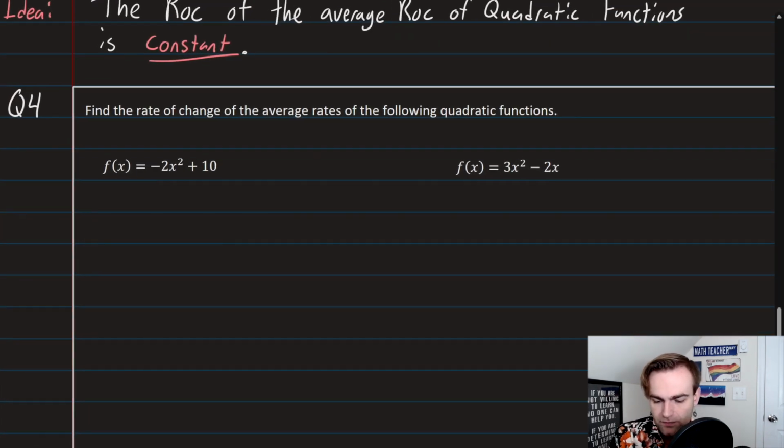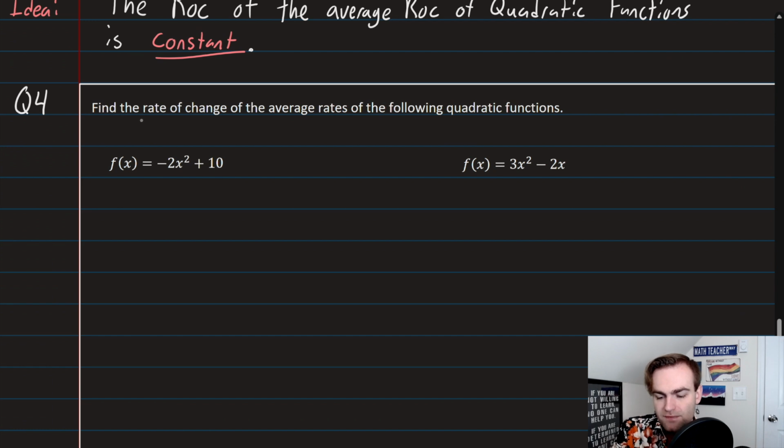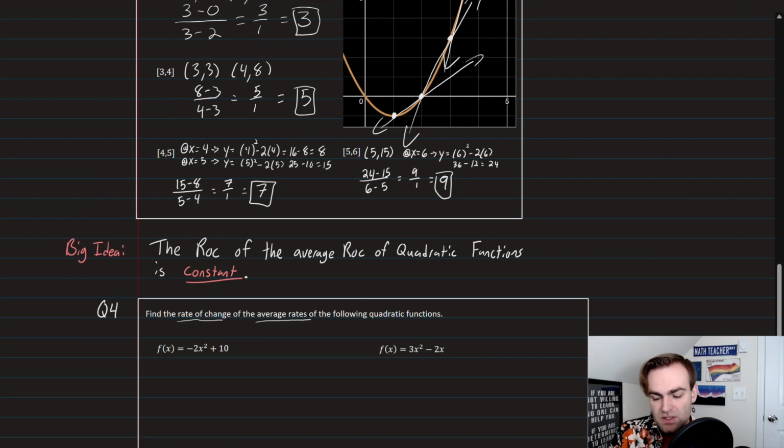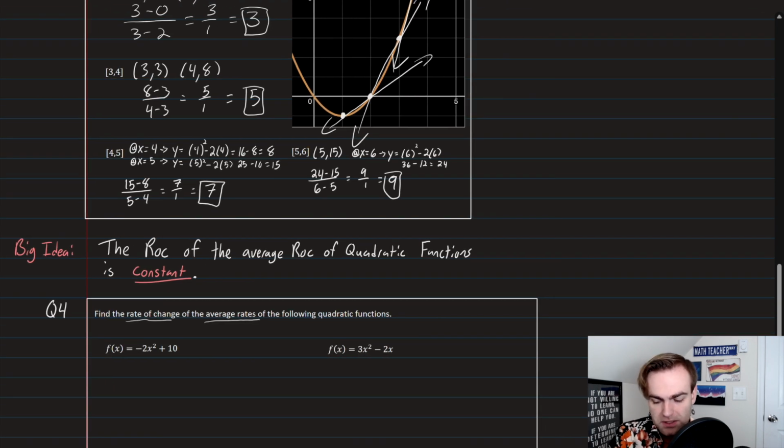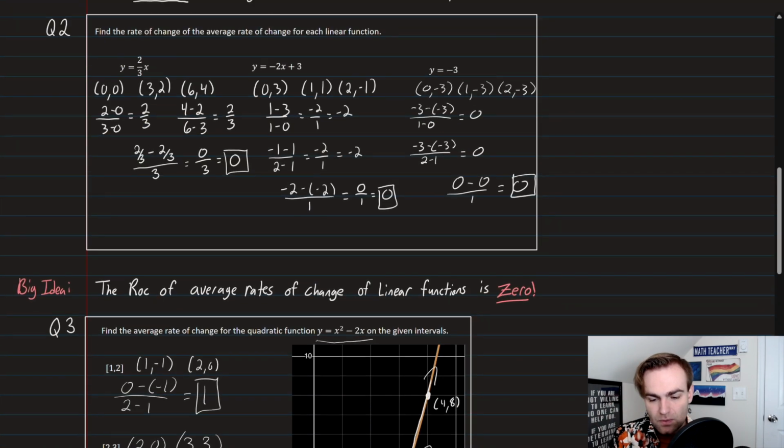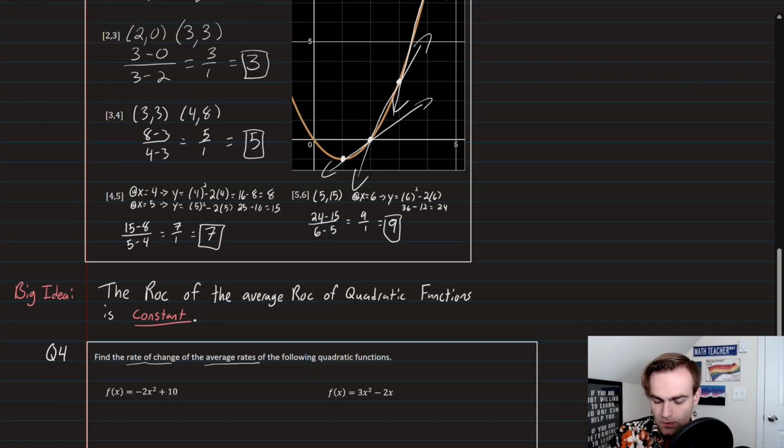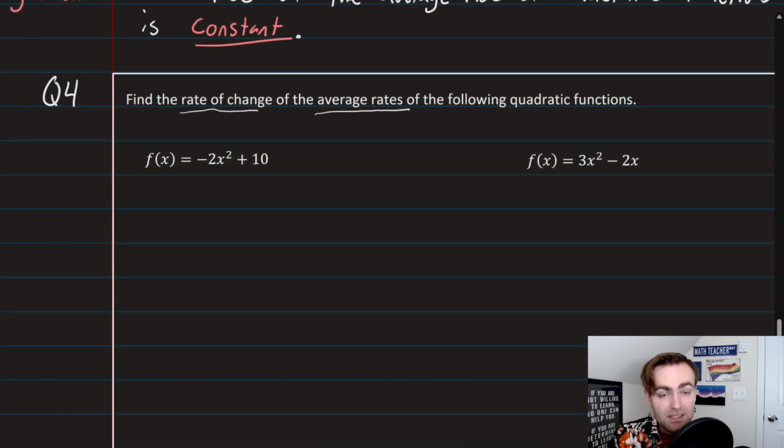So now, if we look at this question here, they want to find the rate of change of the average rates of the following quadratic functions. So we have to be careful. We don't have to do all of these. Since we've established that the rate of change of an average rate of change of quadratic functions is constant, we need the 3 points like we did in question 2. So what we need to do is we need to find out what those points should be. I like plugging in and starting at 0 because it makes my life easier, but you can start virtually wherever you want. You should get the same answers as me.